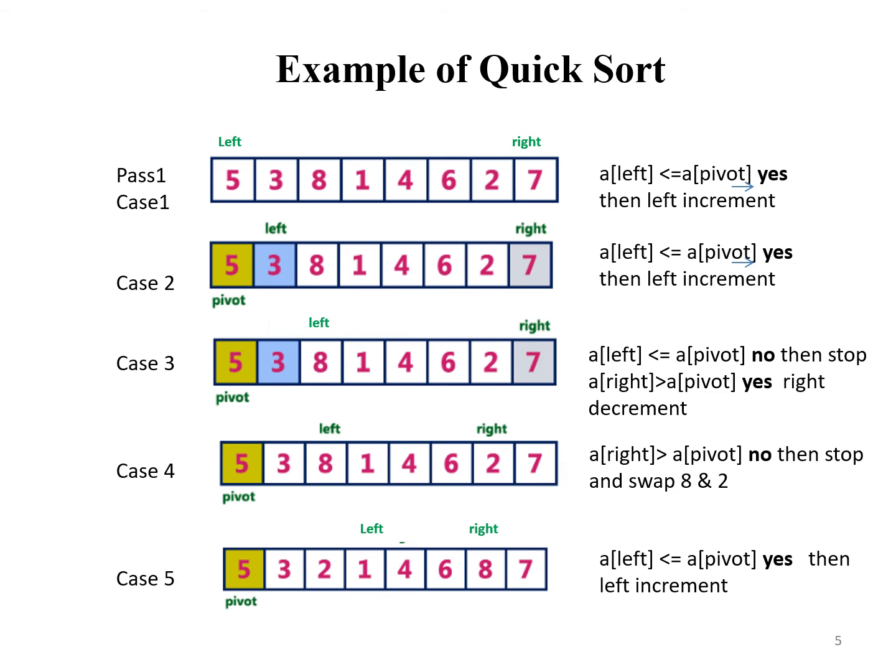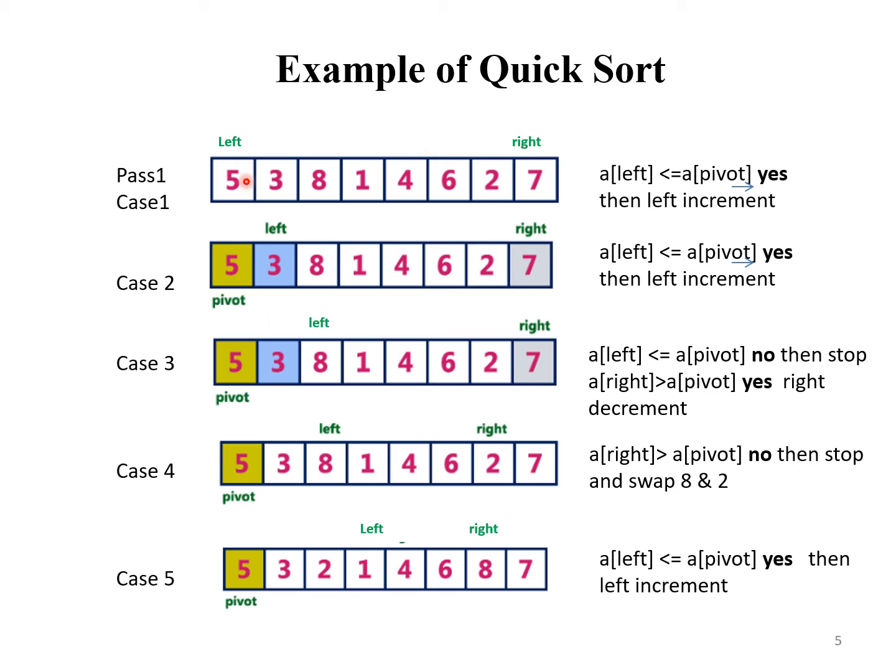Example of quick sort. Consider the following unsorted list of elements. We sort these elements in ascending order. In the algorithm, we used i and j pointers, but in the example, we use left and right. If you use i and j, then it's okay.